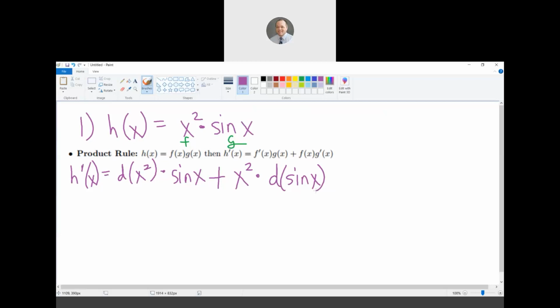The front of the problem, the derivative of x squared using the power rule is just 2x times sine of x plus x squared times the derivative of sine of x is cosine x. And this is your final first derivative.